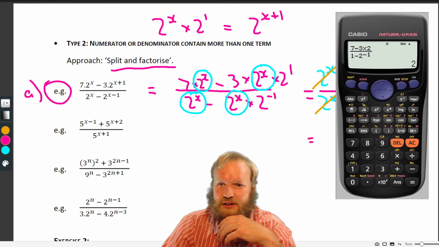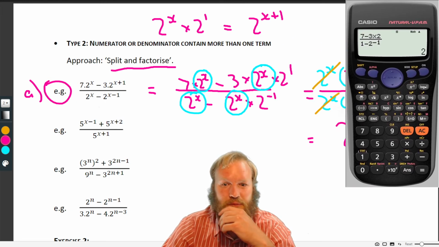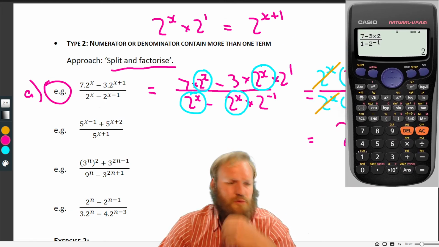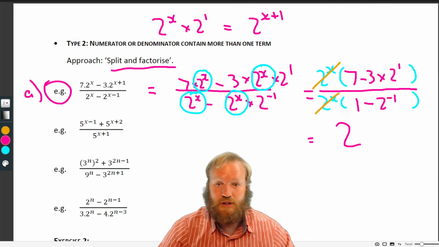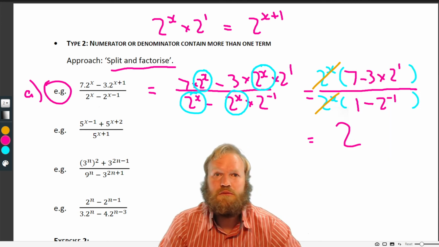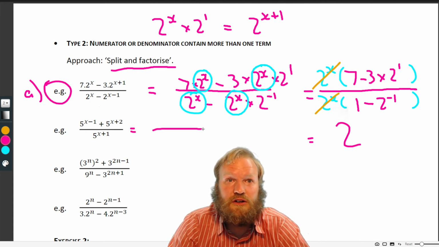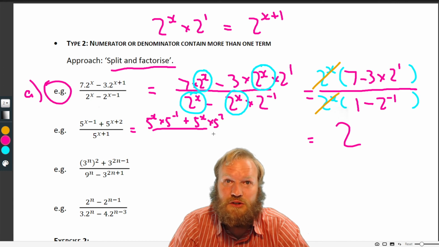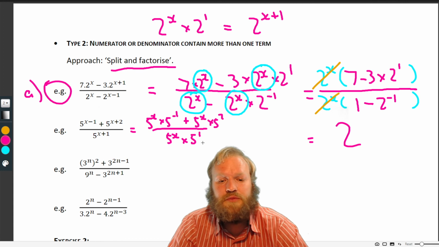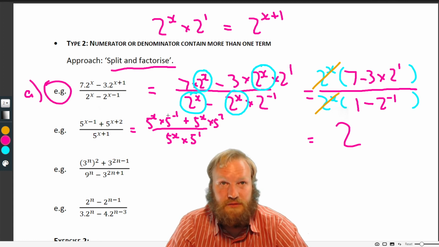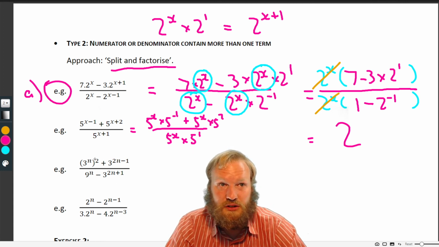Okay, let's put our calculator back in that corner and get rid of it. Okay, so there we are. There's our idea, split and factorize. So in this one here, we could split 5 to the x minus 1 as 5 to the x times 5 to the minus 1, plus 5 to the x times 5 squared, 5 to the x times 5 to the 1, common factor 5 to the x, and so it goes.